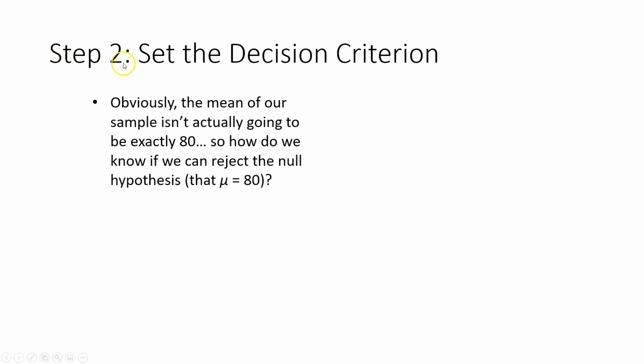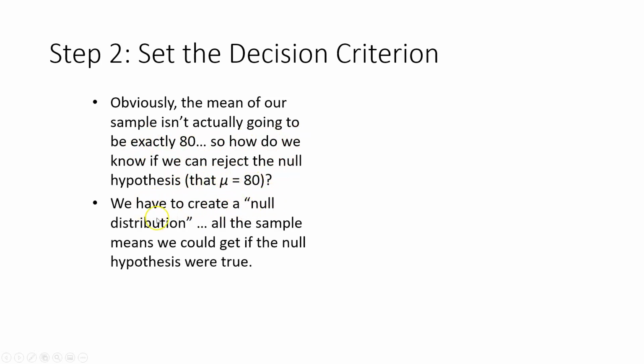The second step of the hypothesis testing process is to set the decision criterion. Obviously, the mean of our sample isn't actually going to be exactly 80 because, as you remember, sampling error. Whenever you draw a sample, it's never going to be exactly the same as the population, and so we're going to have some discrepancy. But how do we know if we can reject the null hypothesis that the mean is 80? We have to create a null distribution. This is all the sample means that we could get if the null hypothesis were true.